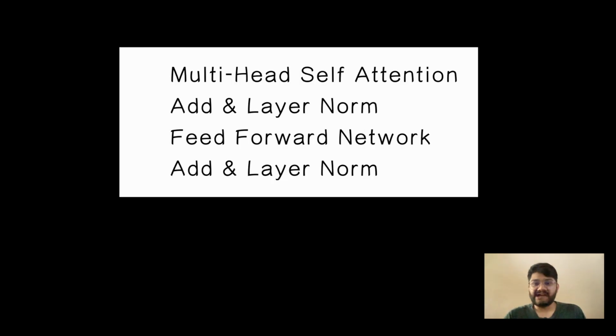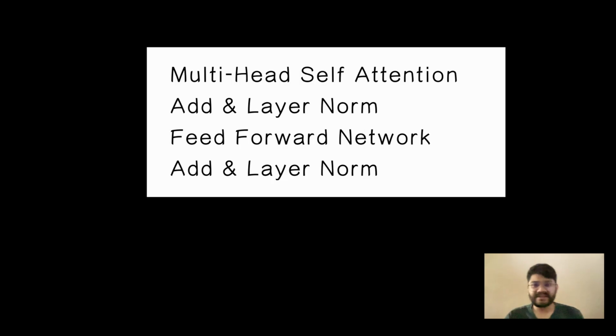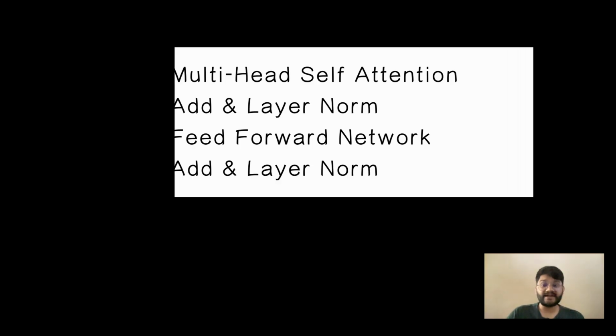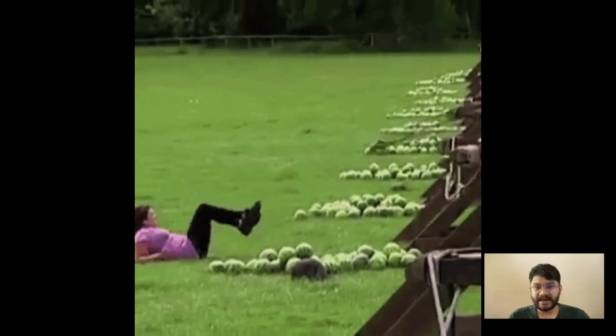So the full flow of the encoder block is: each encoder layer contains multi-head self-attention, then we have a layer normalization layer, then we have a feed forward network, then again we have layer normalization. It's stacked n times, usually 6 or more. And the final output is contextualized embeddings.